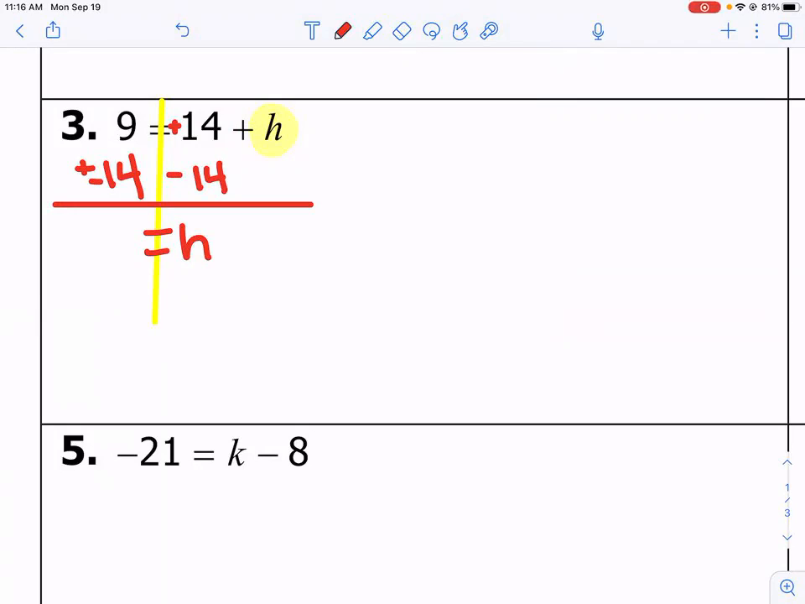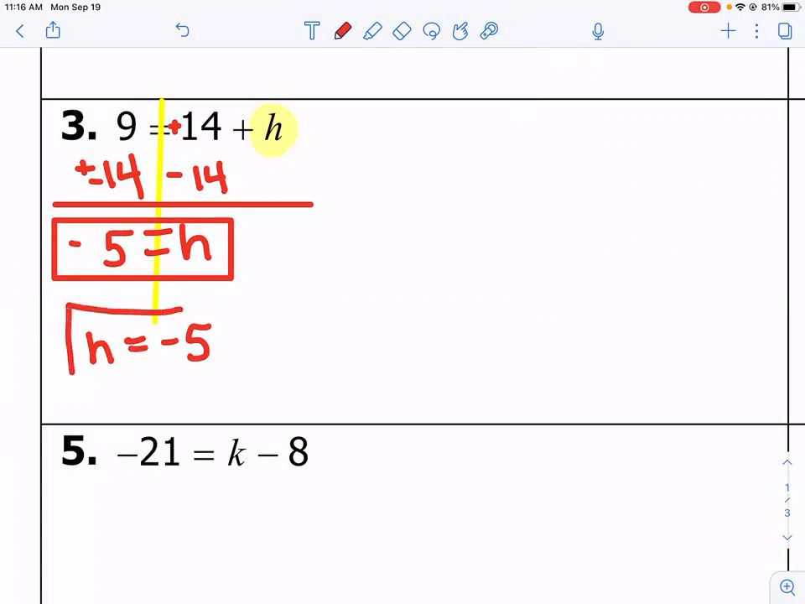So we're adding two numbers with different signs, correct? So are we adding to get 23 or subtracting to get 5? Subtracting to get 5, okay? And Quinlan, is it a positive or a negative 5? Negative 5, because the 14 is bigger and it's negative, okay? Now, if it bothers you that it's negative 5 equals h, you can always rewrite it to h equals negative 5. It doesn't matter if h is on the right or the left, okay?